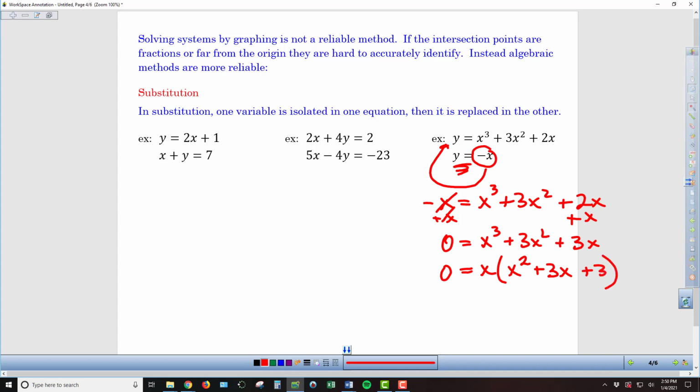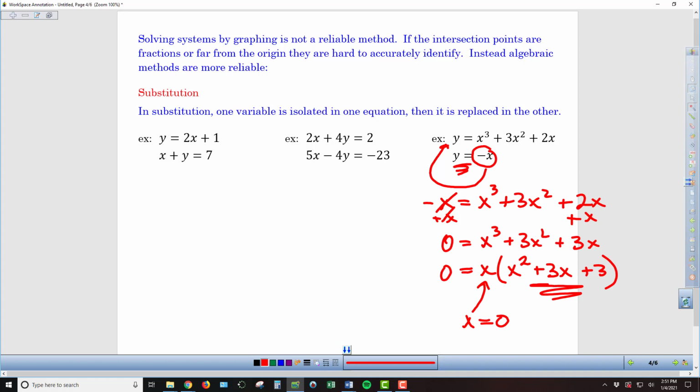And so now I need to try to factor this expression right here. So unfortunately I can't. There's no two numbers that multiply to make 3 and add to make 3. So I'm going to have to use the quadratic formula to try to solve. I am going to get one answer out of this guy right here. It's going to be x equals 0. So that's going to be one of my answers.